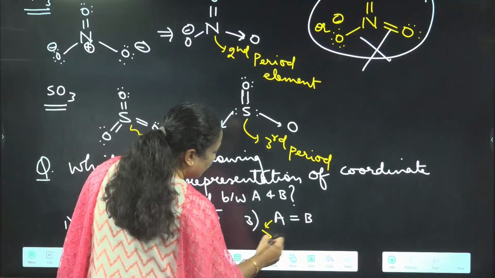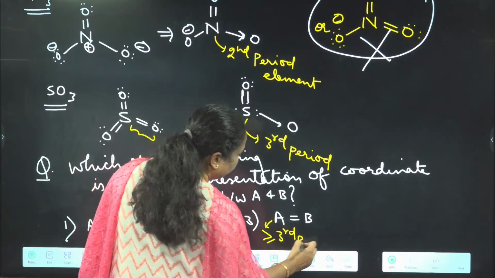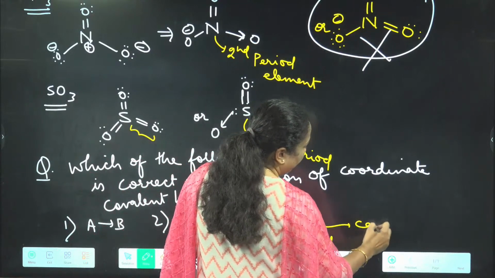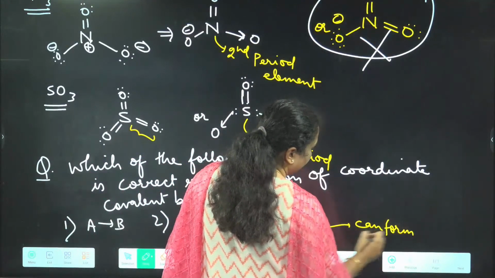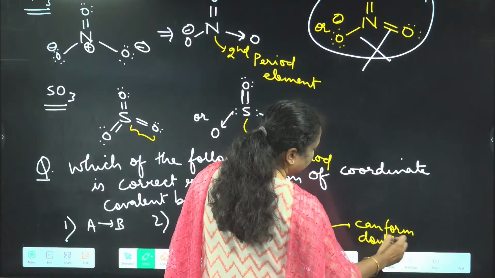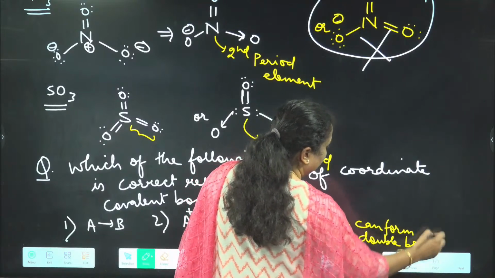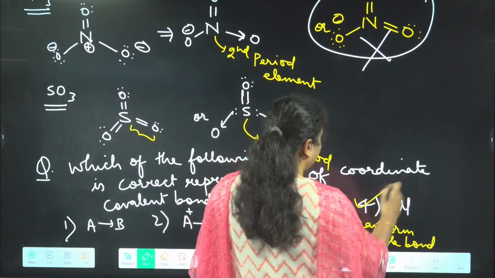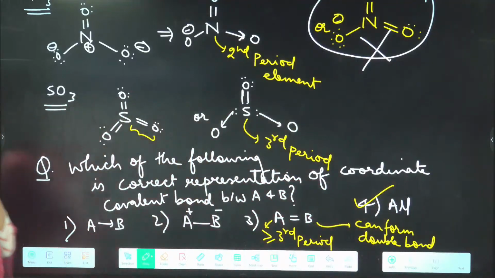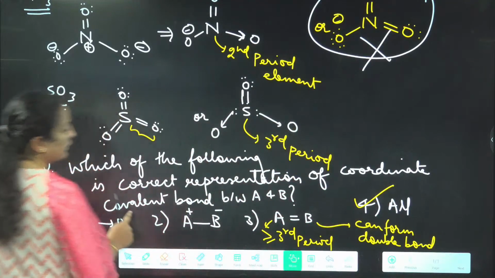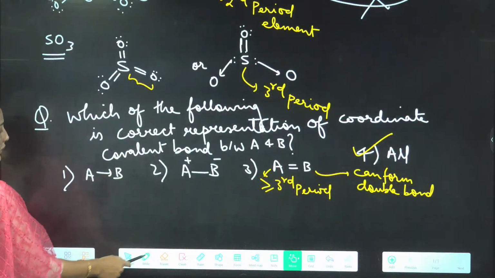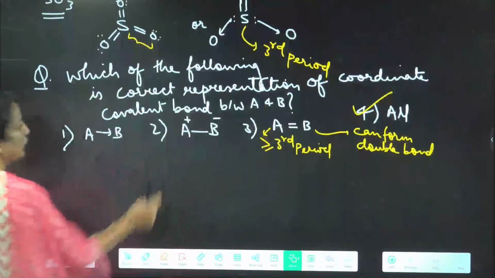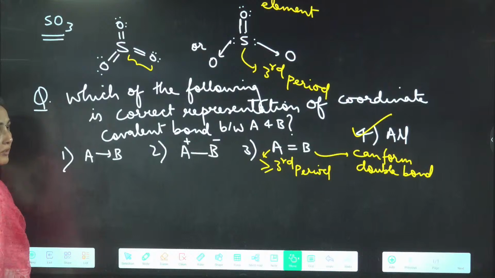So this belongs to greater than or equal to the third period, and I'm writing the condition that this can form a double bond. And I'm giving you the fourth option, which is all. So it will be all like this. Are we getting it? Just now we have seen this particular donor atom has to belong to the third period. Understood everyone? Is there any confusion?